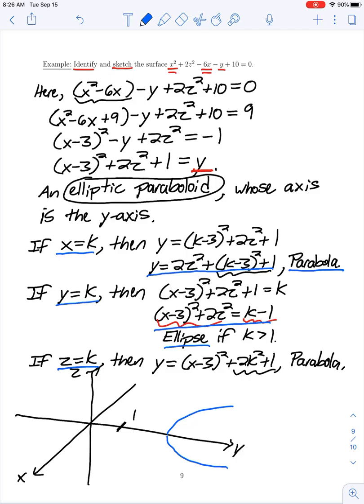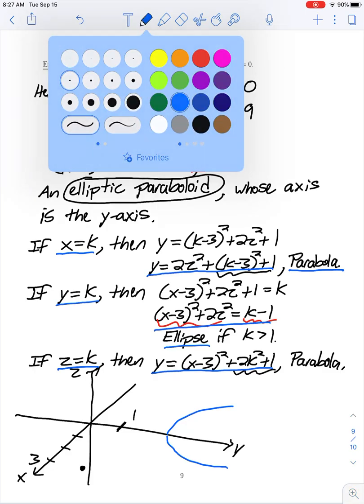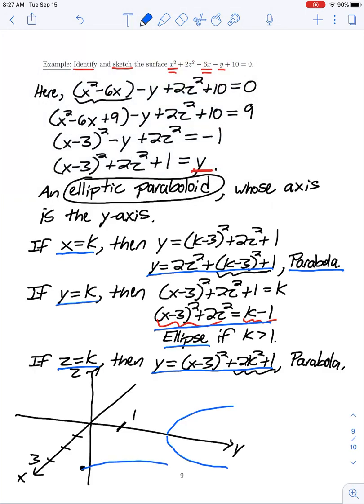Now, if I look at a plane of the form z equals k, so something parallel to the xy plane, then I would have a parabola opening along the xy plane, and if k happens to be 0, I would have the parabola whose vertex would be at x equals 3, and y would be 1, and this parabola would be opening in the xy plane.